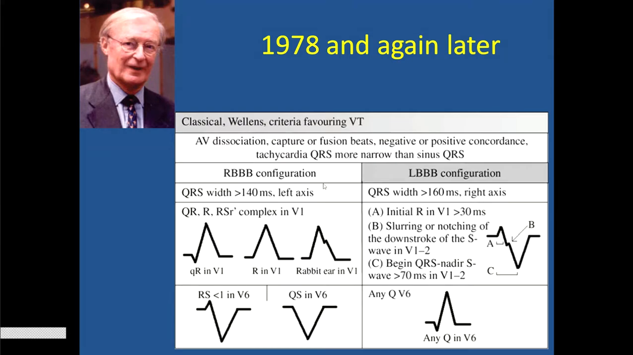In this, he also mentions right bundle branch block configuration and left bundle configuration. In the presence of right bundle morphology, a QRS width of more than 140 milliseconds with a left axis deviation favors a VT. Whereas in left bundle configuration, a QRS width of more than 160 and right axis combination points towards a VT.